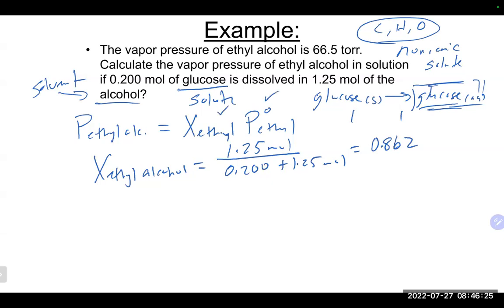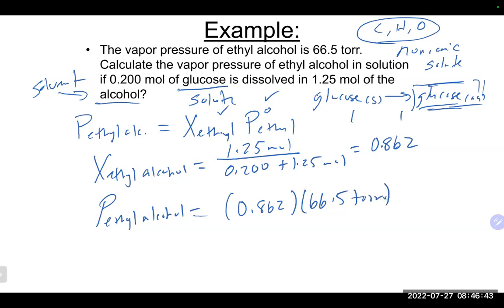We have this given to us, which is the 66.5, the normal vapor pressure of ethyl alcohol. So our ethyl alcohol with our glucose dissolved in it would be about 86% of that 66.5 torr. You can leave it in torr. You don't have to convert it to any other unit if you don't want to. So 0.862 times 66.5 gives us about 57.3 torr.